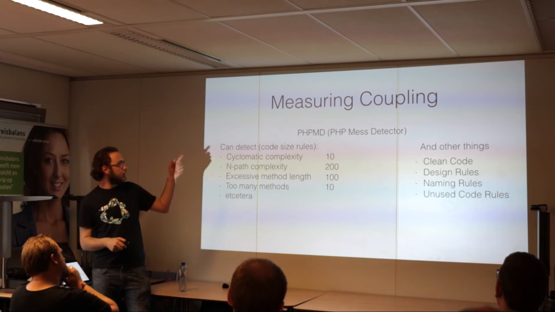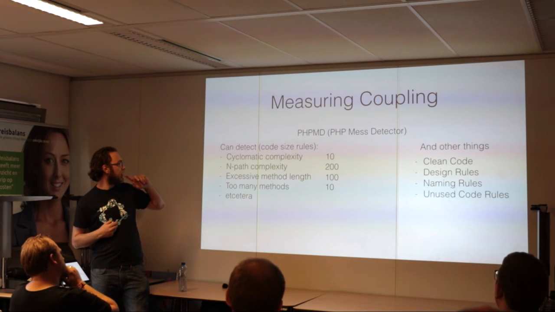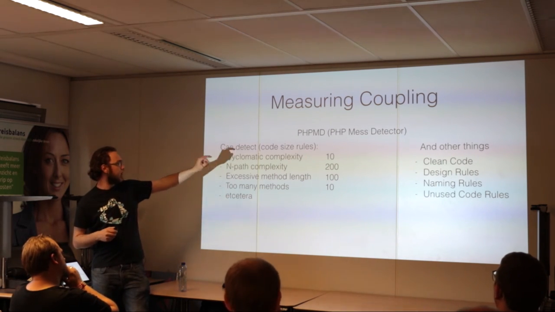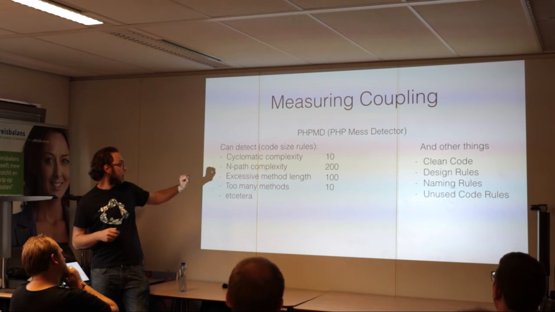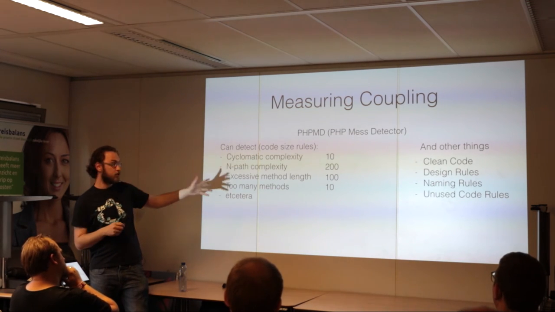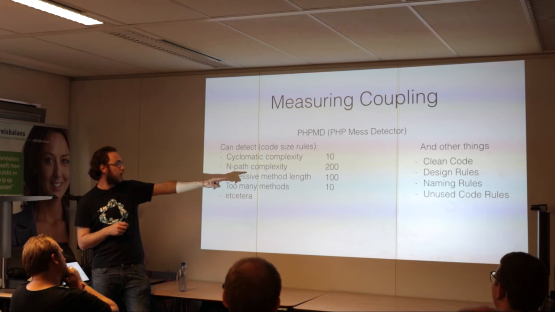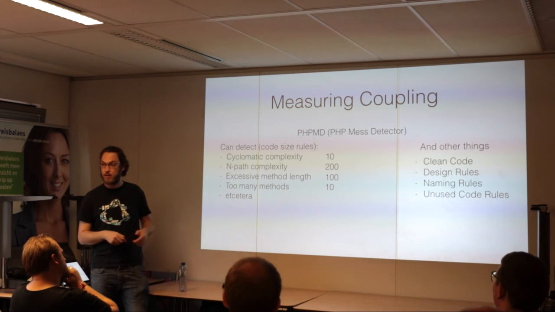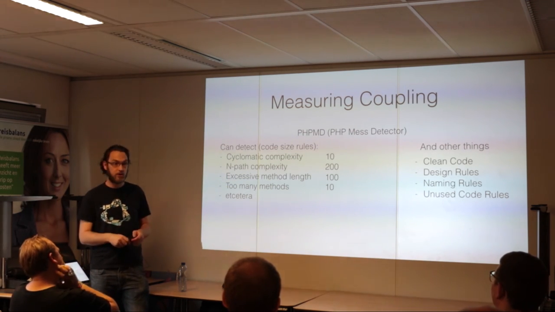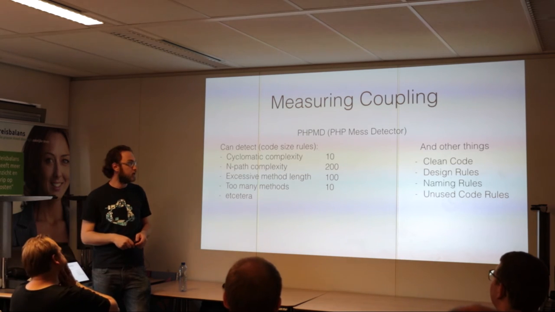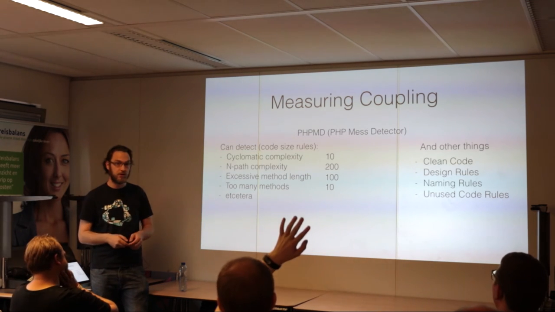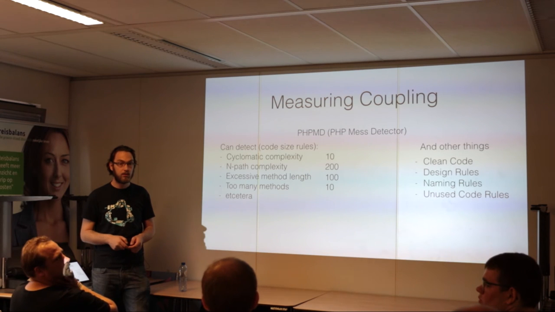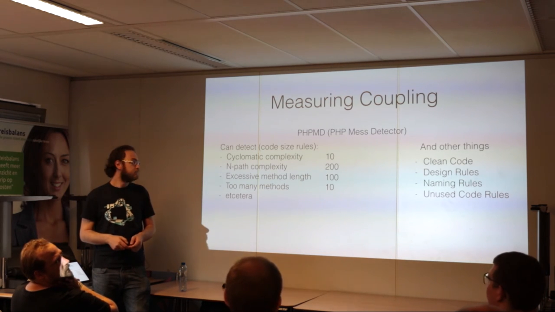And PHP Mess Detector has a few default rules, like a cyclomatic complexity of 10, Npath of 200. It can also measure things like excessive method length of 100, too many methods. You can configure them yourself. It's an XML document where you can set those things, plug them into your system. Yes? Would you consider those defaults to be good defaults, or do you always change them yourself?